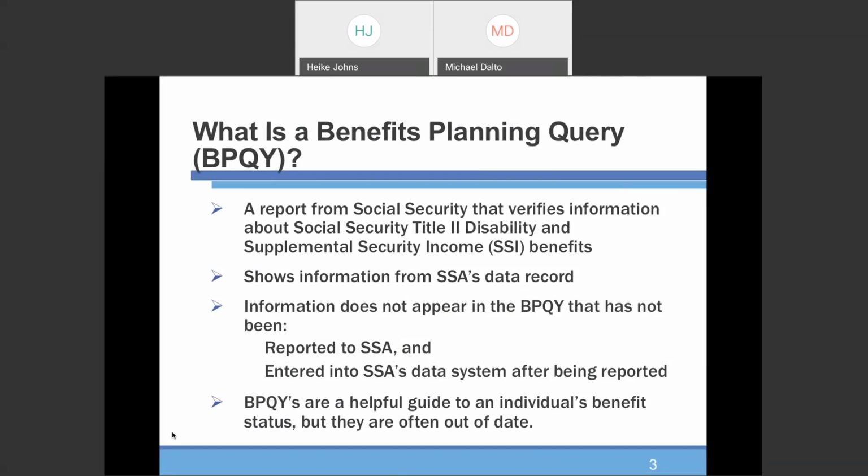So BPQYs provide a lot of helpful information. We'll be going through a number of examples to show you that, but they're often out of date, either because a person has not reported key information, like about their earnings, to Social Security, or even if they have reported their earnings or other information, Social Security hasn't entered it into their data system yet.